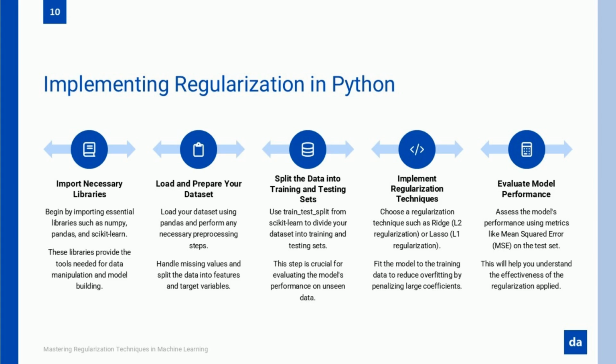But if you're working with a dataset where every feature is important, but some of them are just a little too dominant, then you want L2 regularization, or Ridge. This doesn't remove features, but it smooths them out, making sure no single feature overpowers the others.